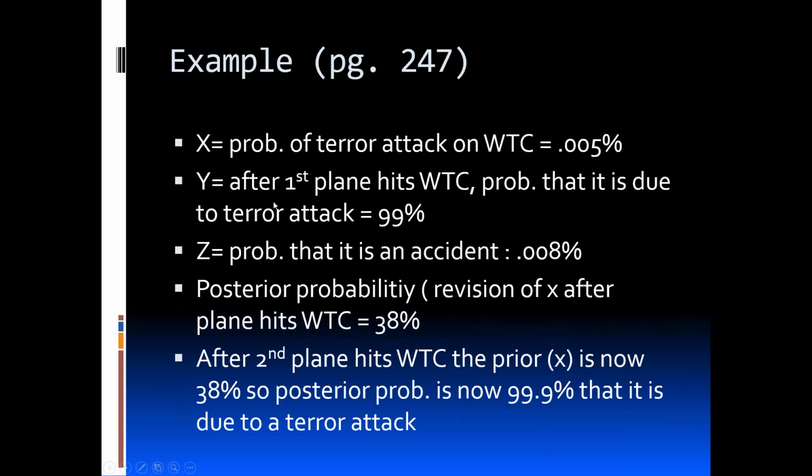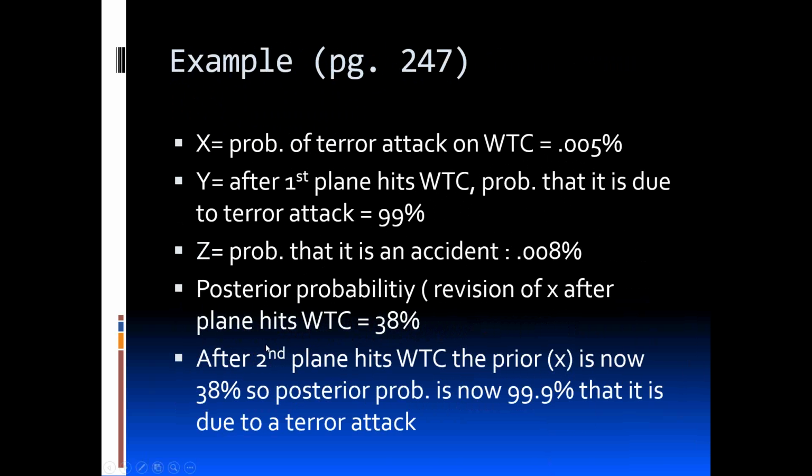Z is the probability that this event, the first plane hitting, was an accident. That's about 0.008%. And so if you do the math, and we're not going to do the math here, but he does it in the book, when you plug in the numbers, the posterior probability, which is the probability after that first plane hit that this was a terror attack, is 38%. So you see here you said, well, 99%, but in actuality, it's 38% when you do the math with Bayes' theorem.